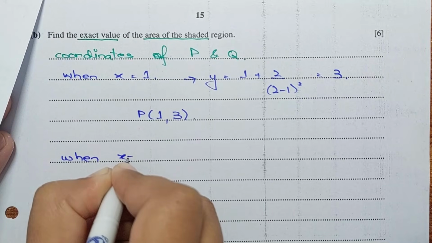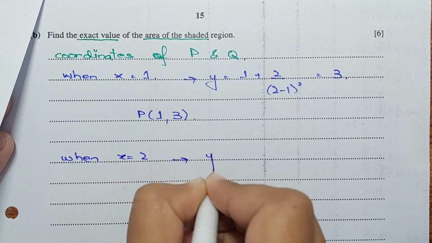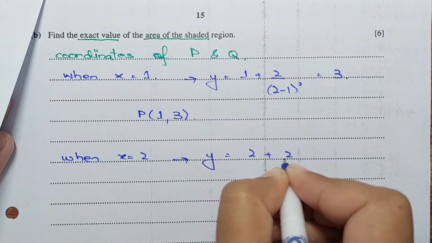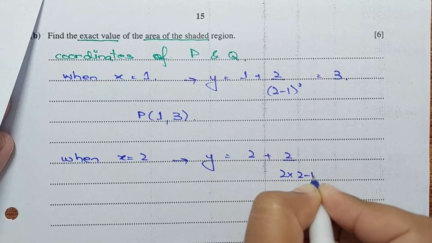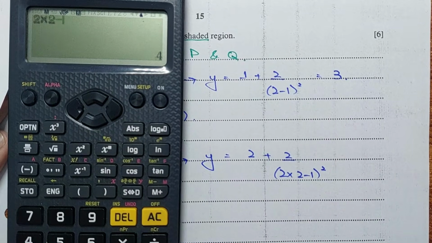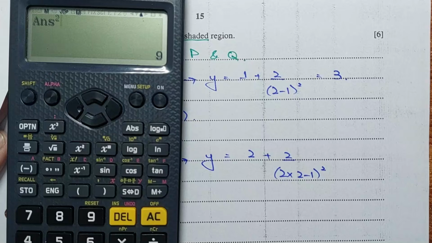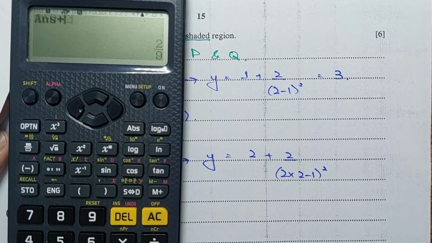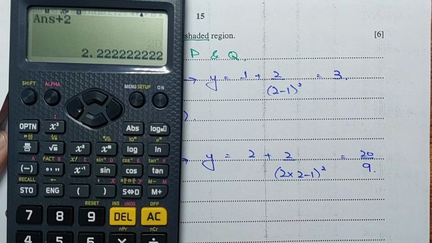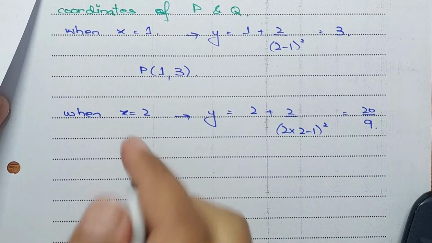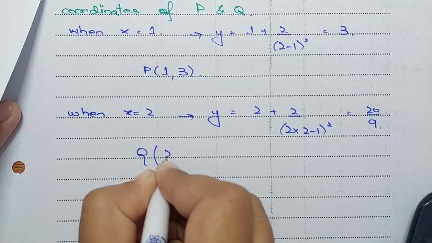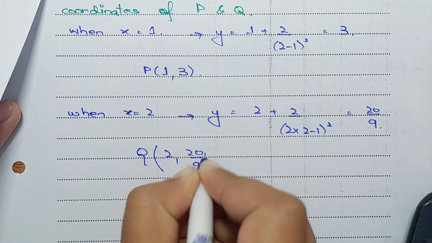When the x value is 2, what is your y? y equals 2 plus 2 over (2 times 2 minus 1) whole square. Okay, so now 2 times 2 is 4 and 4 take away 1 is 3 and 3 square is 9, and 2 by 9 plus 2 is 20 over 9. 20 over 9 or 2.22. This is the y coordinate of Q. Now for Q we can say the x coordinate is 2 and the y coordinate is 20 over 9.